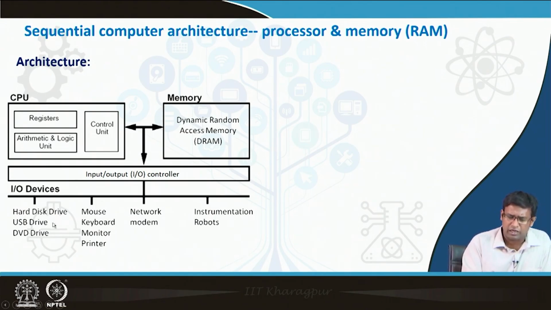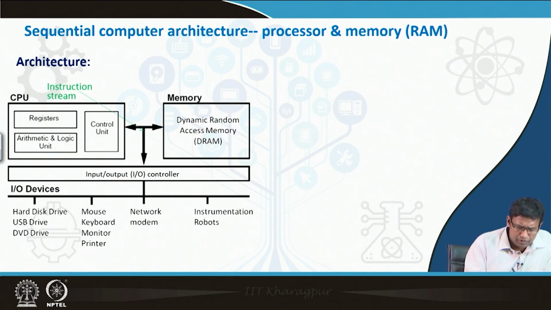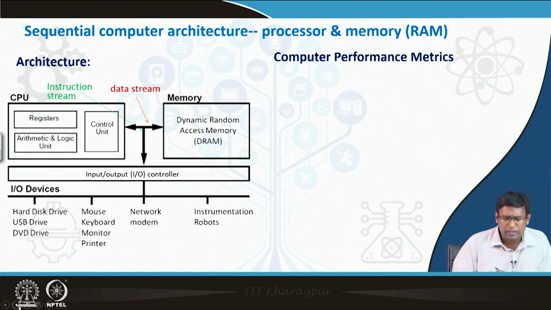They are the hard disk drives, the mouse, keyboard, monitor, etc., network modem, and if it is in an embedded system, it is connected through instrumentation to robots or to some of the actuators or sensors which are working. Now when this is working, there is an instruction stream which follows the input device, basically launches the program through the control unit, and an instruction stream goes to the CPU. It takes some data from the memory, from the main memory RAM, and processes the instruction here.